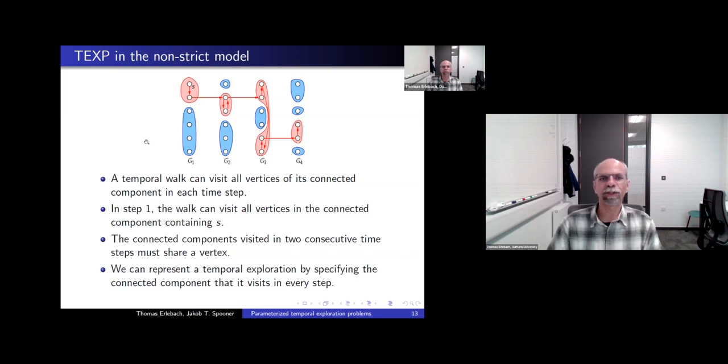And in this graph up here, our temporal exploration could choose these red components. Every vertex of the graph is in at least one of these components, so we visit every vertex, and the red arrows indicate a possible way of doing that. Okay, that's the non-strict temporal exploration problem.